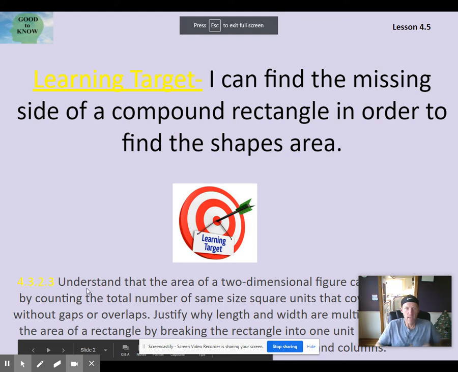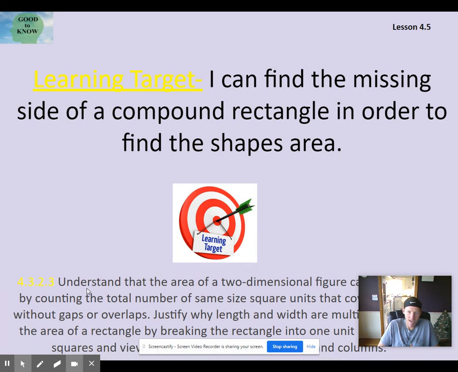Happy Thursday. Here's what we're doing today in math. We're going to find the missing side of a compound rectangle. Remember, that's what we were working on Mondays and Tuesdays, a shape that we can divide into rectangles and squares so that we can use our area formula.